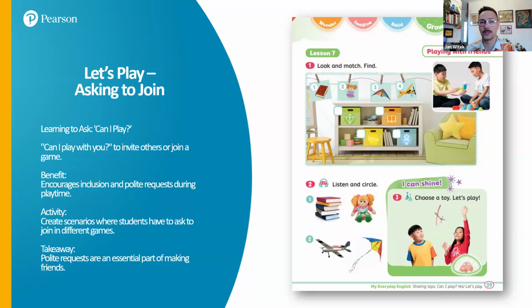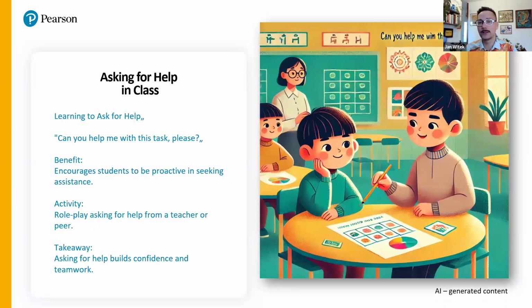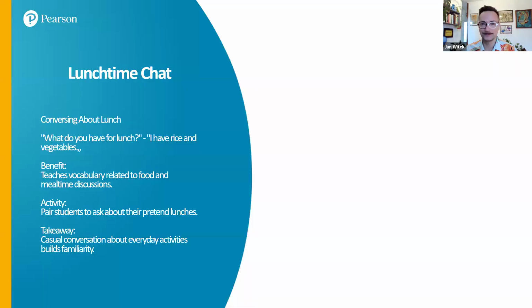What's crucial, encourage your students to practice asking for help, such as, can you help me with this task, please? Or which is directed at a teacher. Can you help me with this task, please? Set up role-play scenarios where they ask for assistance. This encourages them to be proactive when they need support. Asking for help is a valuable skill for both learning and teamwork. It also builds trust among classmates.